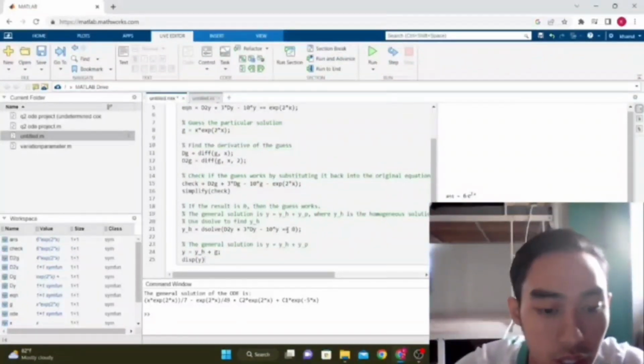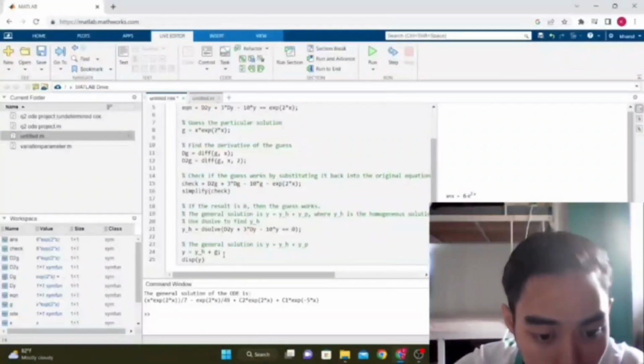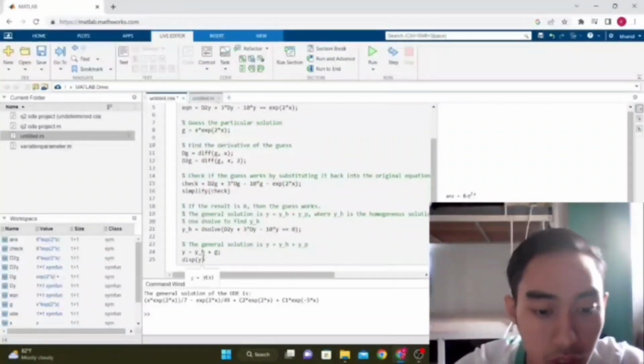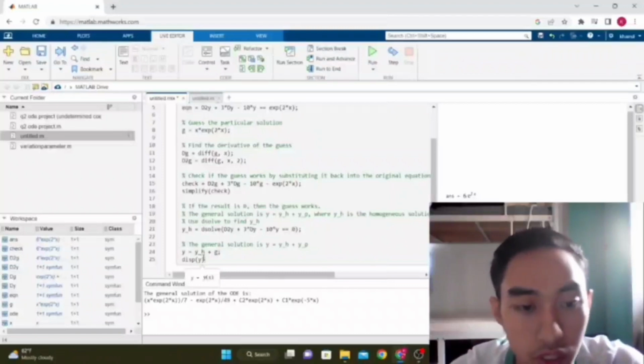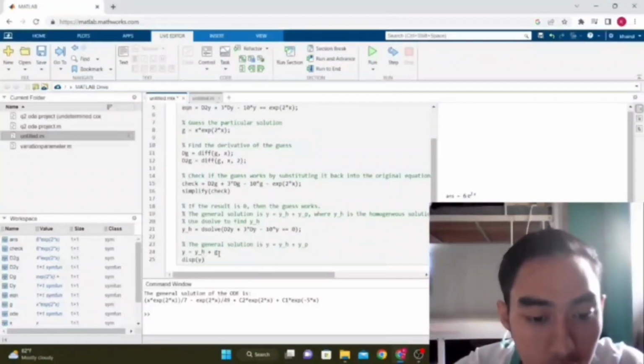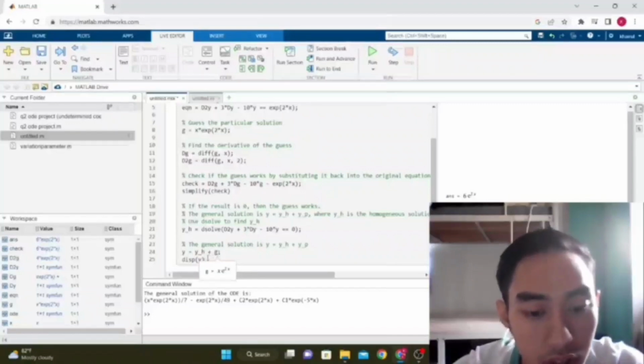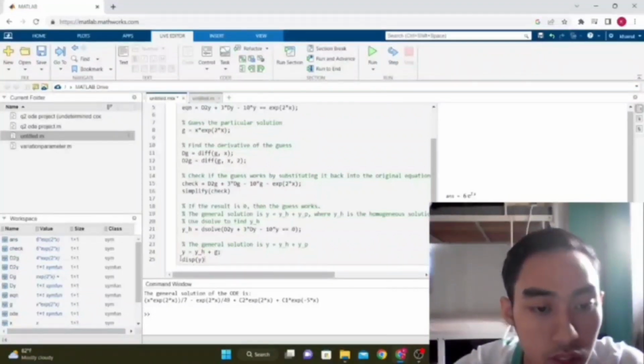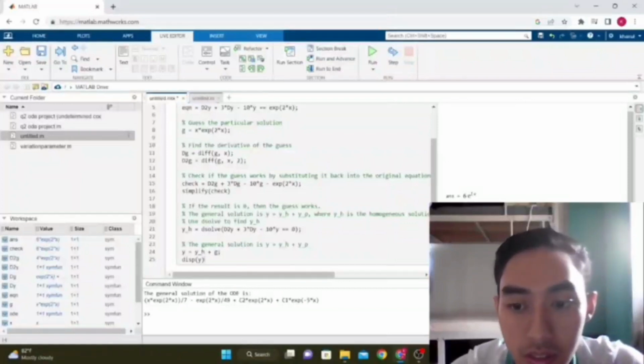So the general solution y is found by adding the homogeneous solution yh, this one, and the particular solution g, and the result is displayed by using the display function. So this one is the display function. If I click the run section, then this is the answer that we got.